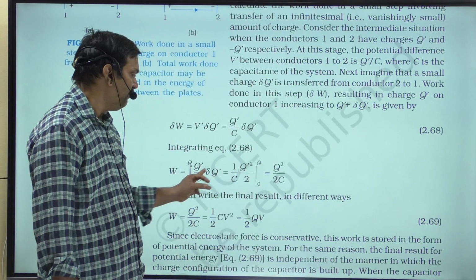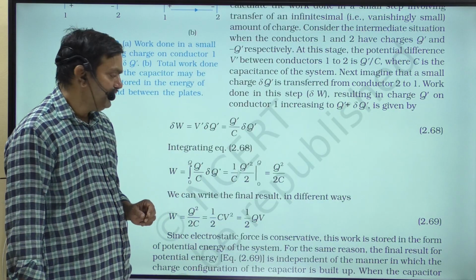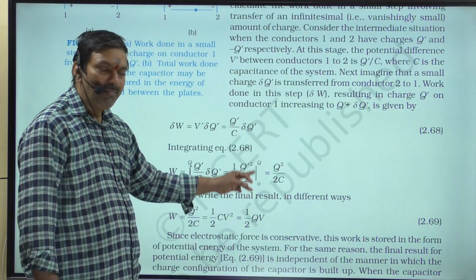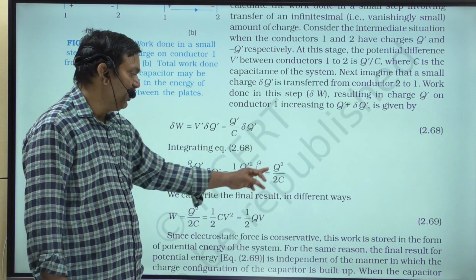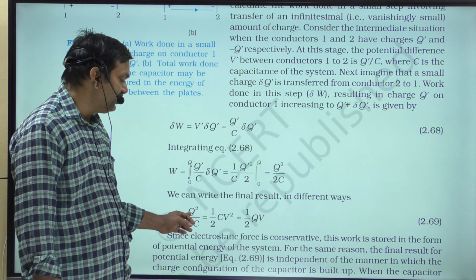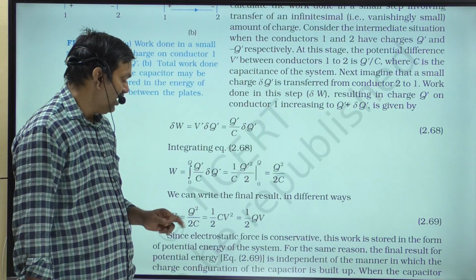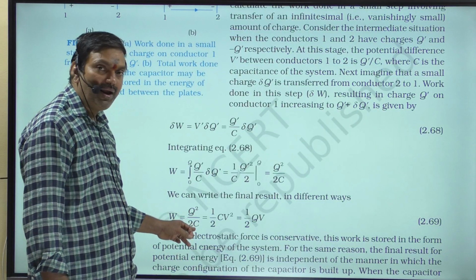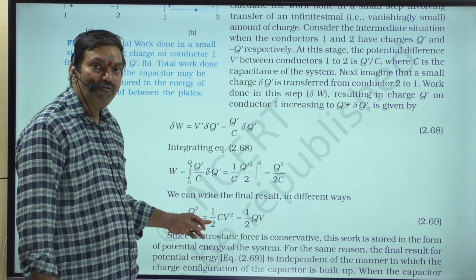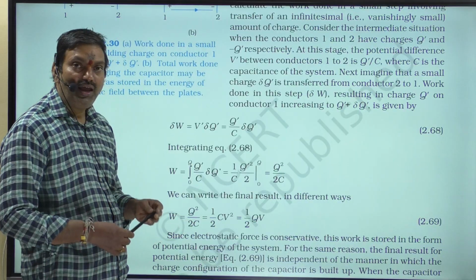Now integral of Q is Q square by 2. So Q square by 2C, and when applied between the limits 0 and Q, you get Q square by 2C, or accordingly when Q is replaced by CV, you get C square V square by 2C, or half CV square. And lastly, when C is replaced by Q by V, Q will be cancelled and it is going to be half QV. So this is the final expression for energy stored in a capacitor, right?